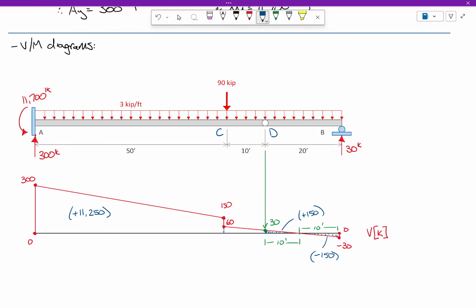What about this little trapezoid right here? How do I calculate the area? Average of 60 and 30. The average of 60 and 30 is 45. What is 45 times 10? 450?